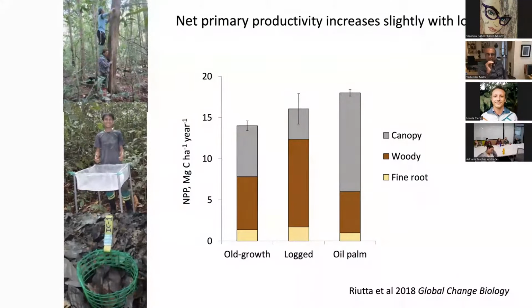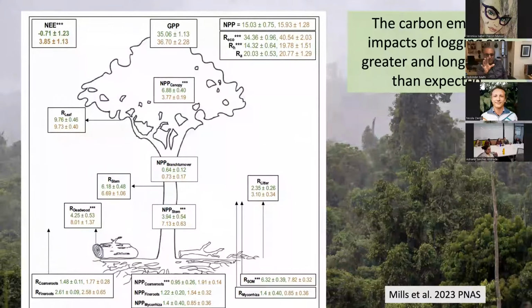When we look at productivity using our GEM protocol, we see not much change in productivity, maybe a slight increase in the logged forest compared to the old growth forest, and high productivity in the oil palm, but most of that is in the oil palm fruit that are taken out of the system overall. And so just like I've done at the other sites, we can produce these GEM style diagrams. And this is one that compares the old growth forest in terms of carbon cycling to the heavily logged forests. And one thing you notice, the green numbers are for the old growth forest, and the brown numbers are for the logged forest.